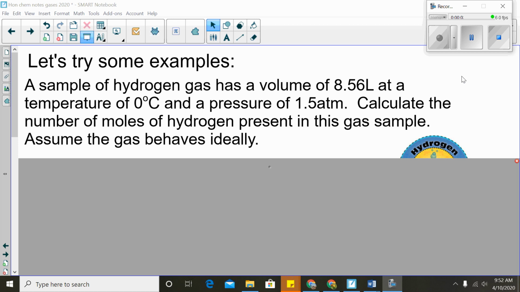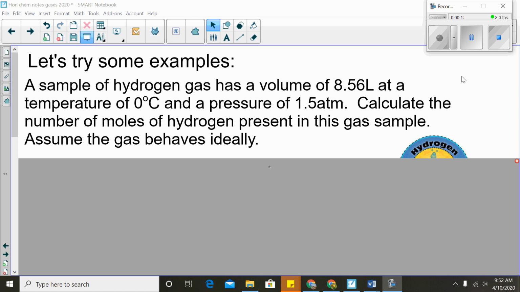Okay, this is chemistry, our gas law unit continued. Here we're going to focus on how to solve the ideal gas law. So I'm just going to show you two examples that deal with the ideal gas law and how to solve them mathematically and what to do with the units.